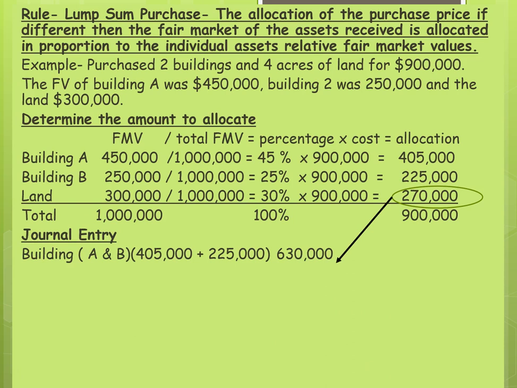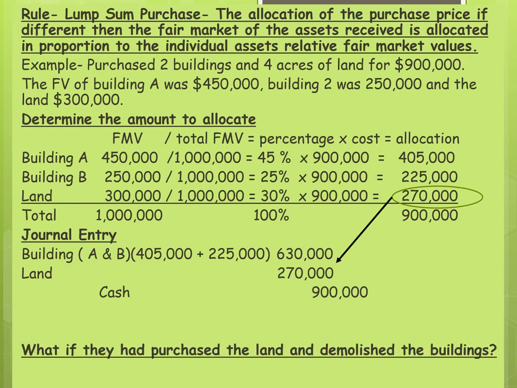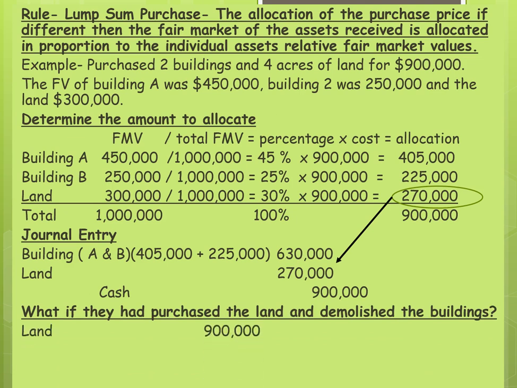Now we do our journal entry. Building A and B would be $630,000, land would be $270,000, and the cash would be $900,000. Now what happens if the buildings were no good, we were going to get rid of them and put a brand new building on it? What would the journal entry look like? All of it would go to the land. Okay?